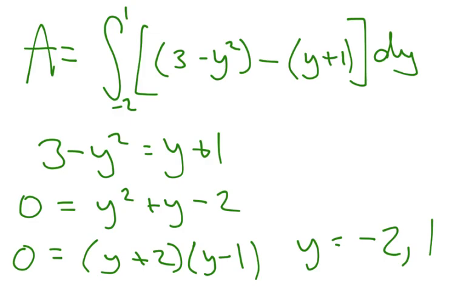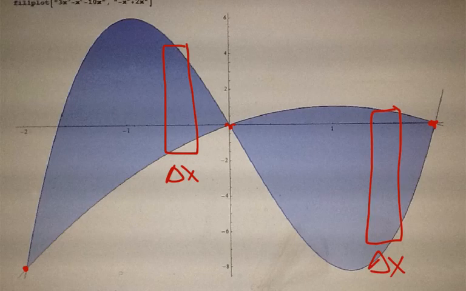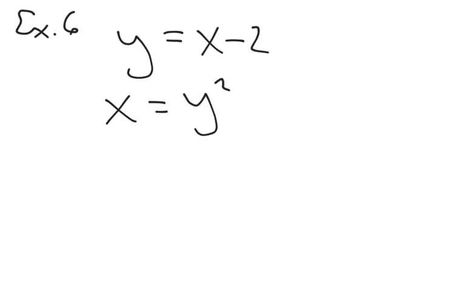Let's try another example. Excuse the flipping around there, I forgot to pause the recording while I tried to figure out what example number we were actually on. I didn't call the last example any number, so I'm just numbering the next one here as example 6. Find the area bounded by the curves y equals x minus 2 and x equals y squared.